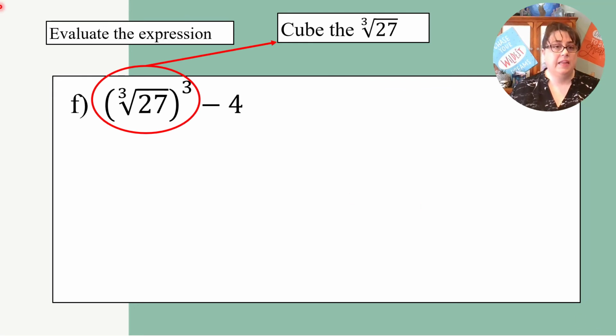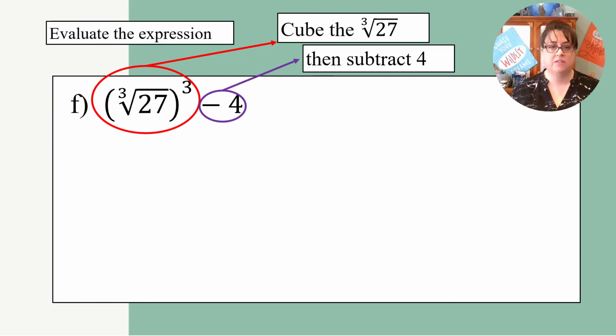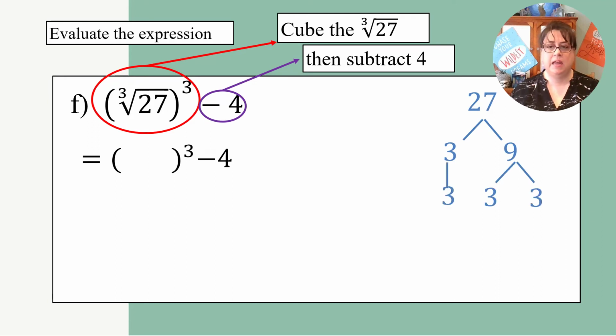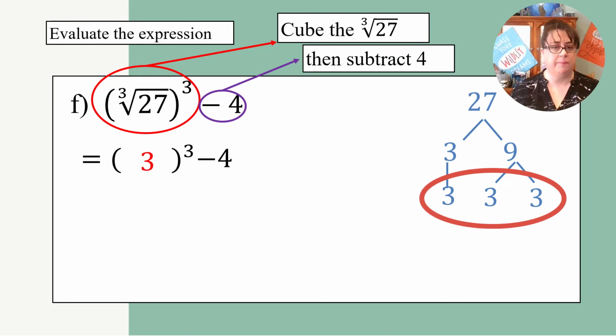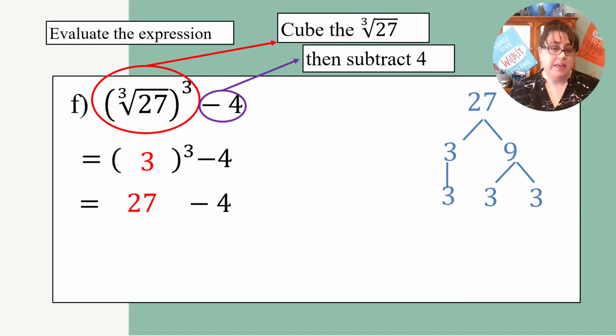So this one is saying that we're going to cube the cube root of 27, and then we are going to subtract 4. So we need to go find out what the cube root of 27 is. So 27, I know, is first of all 3 times 9. And then I know that 9 is 3 times 3, and I write down the other 3s. So I can replace the cube root of 27 with 3. And I know that 3 times 3 times 3 is 27, and so 27 minus 4 is 23.